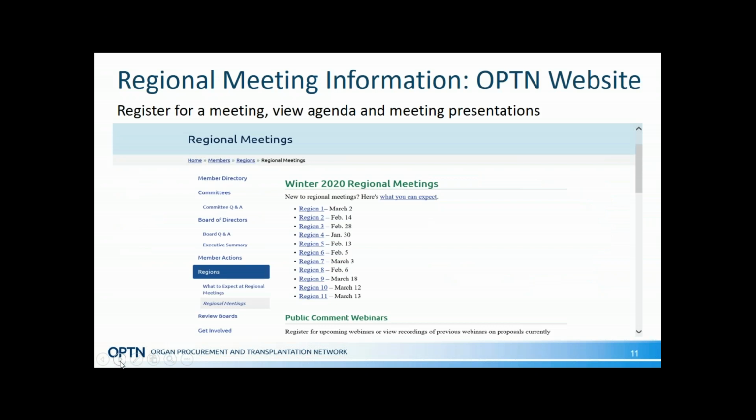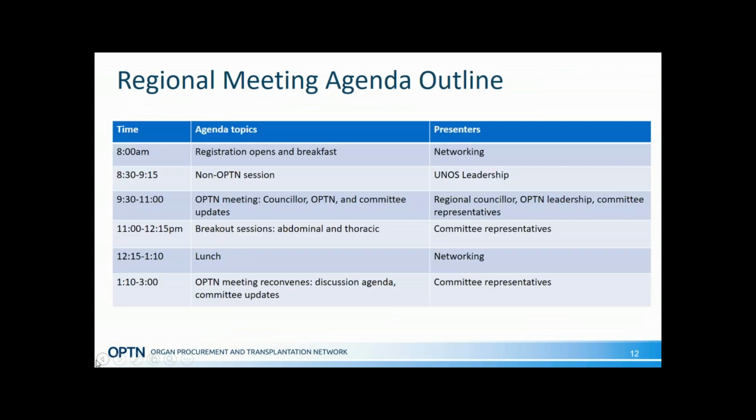You can find current information about regional meetings, including agendas and registration information, on the OPTN website. You will find this under the Members tab. There's a screenshot to show you where it is.